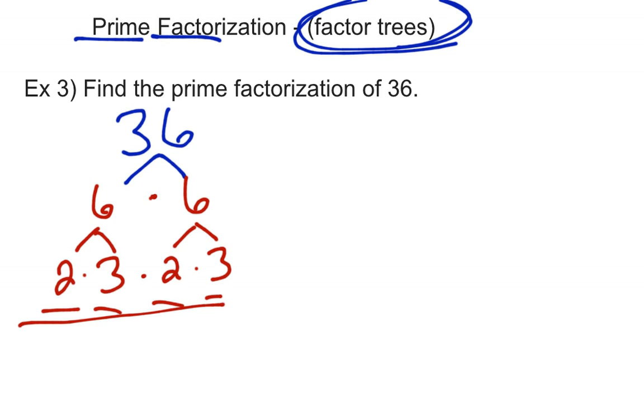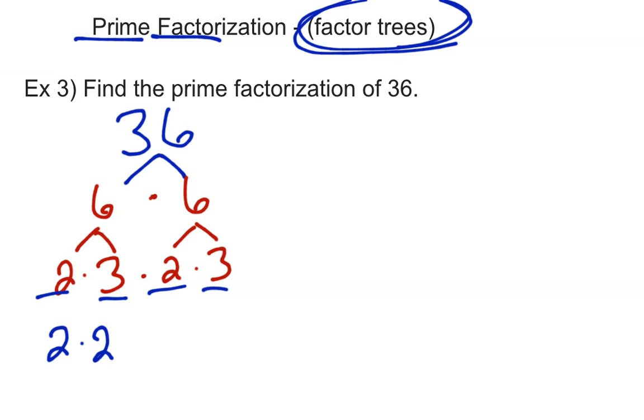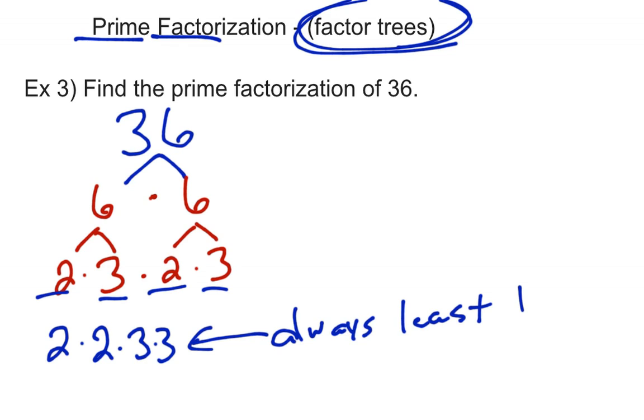When I get to the bottom here, I want all those things to be prime numbers. That's how I know that I'm done. Okay, so for the final answer, we always want to write these things least to greatest. So I'm going to start with the 2's, and we'll write those first, 2 times 2, and then I can write in the 3's, times 3 times 3. And I'm going to put in a little note here just to remind us, always least to greatest. Important that you do that.